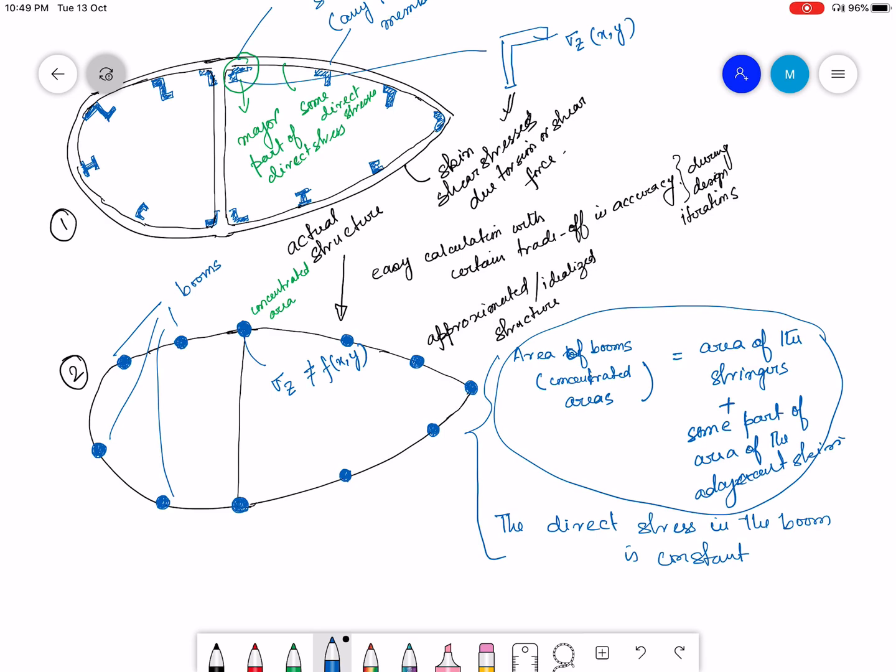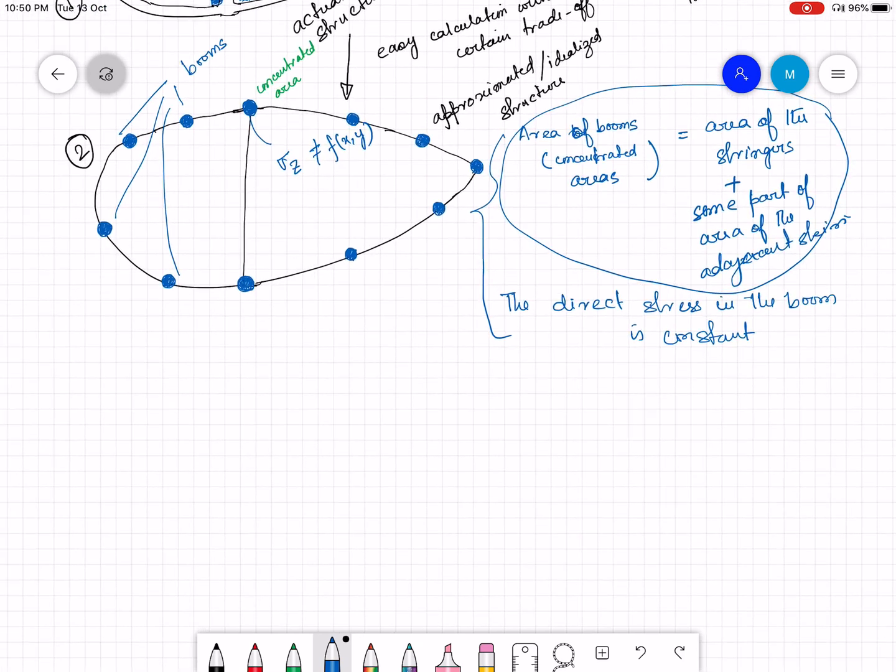The skin is not going to take any direct stress, and the thickness of the skin is, I shouldn't say zero, which is often confusing, neglected. The thickness of the skin is neglected because it is not taking any direct stress. It is just taking the shear stress, which in turn can be thought of as a shear flow.